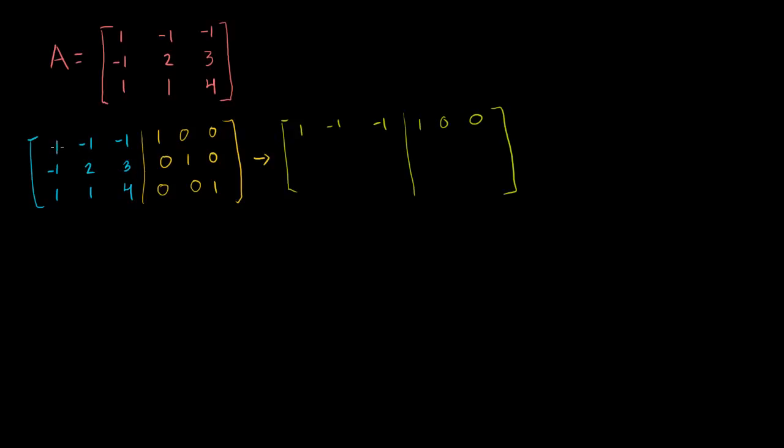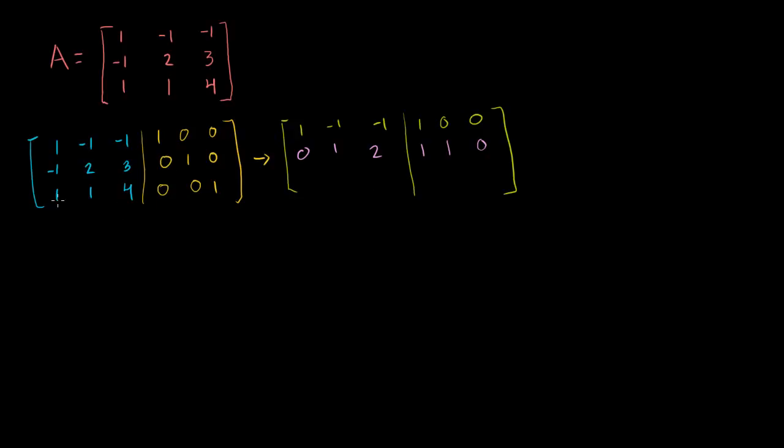So minus 1 plus 1 is 0. 2 plus minus 1 is 1. 3 plus minus 1 is 2. 0 plus 1 is 1. 1 plus 0 is 1. 0 plus 0 is 0. All I did is I added these two rows up.